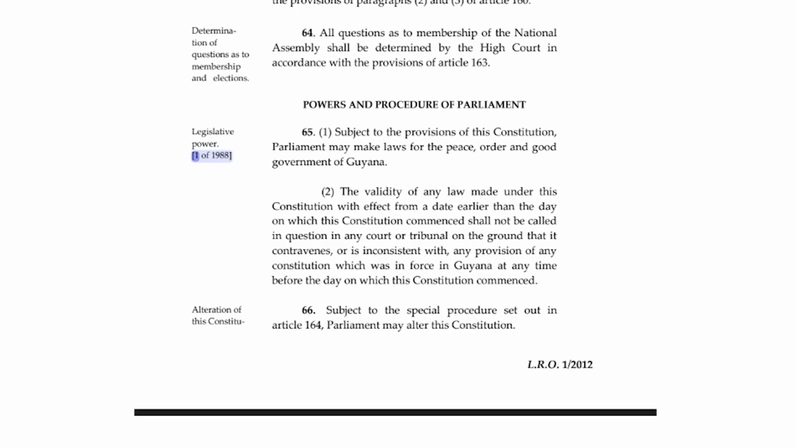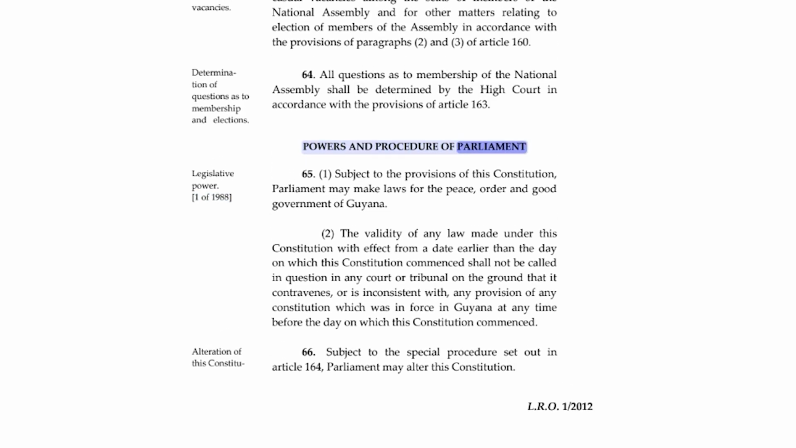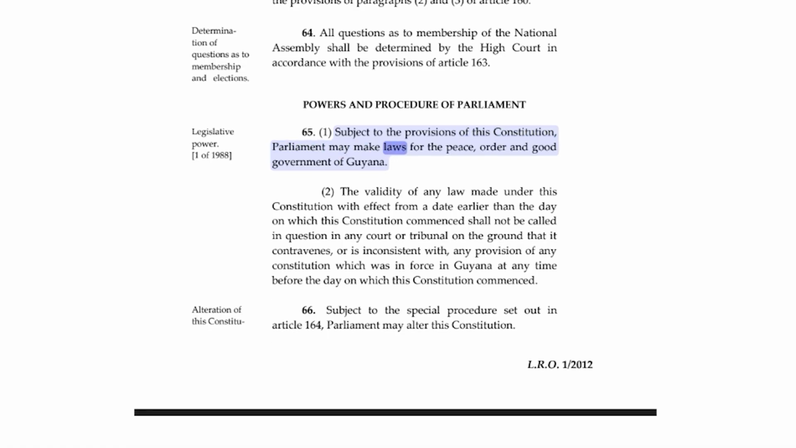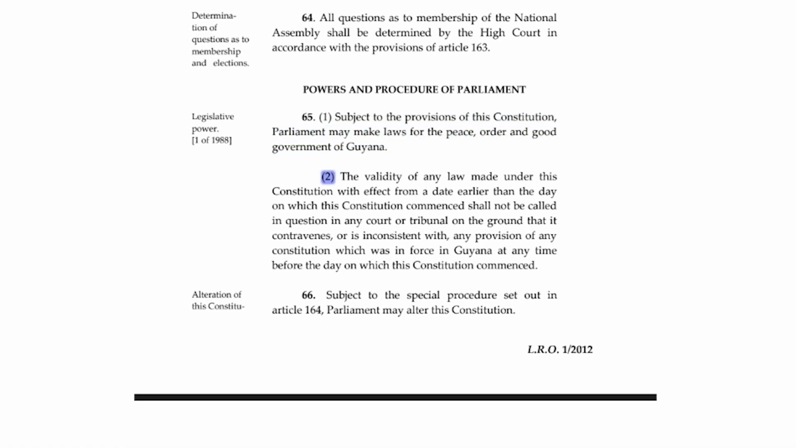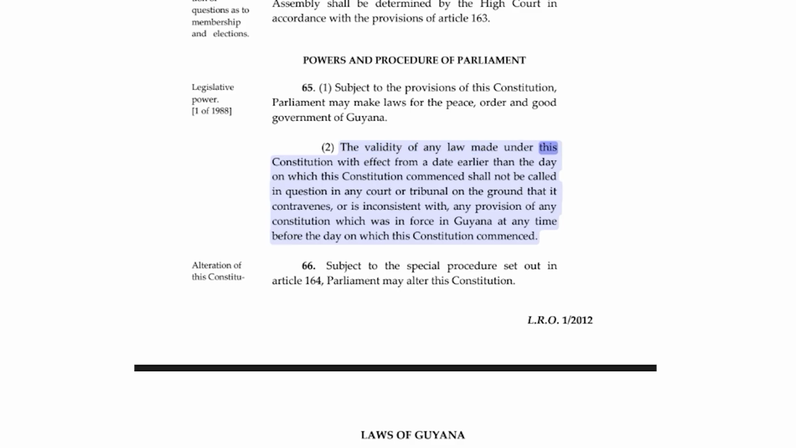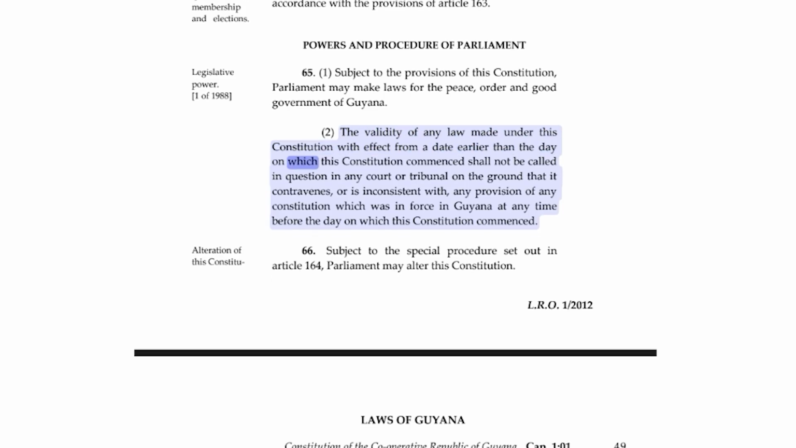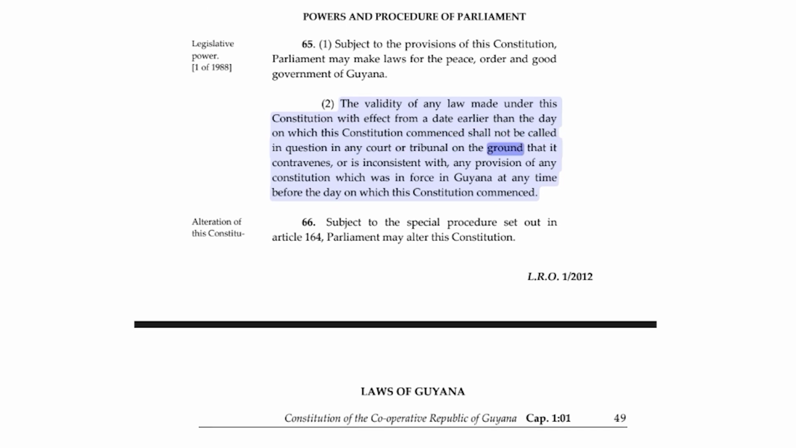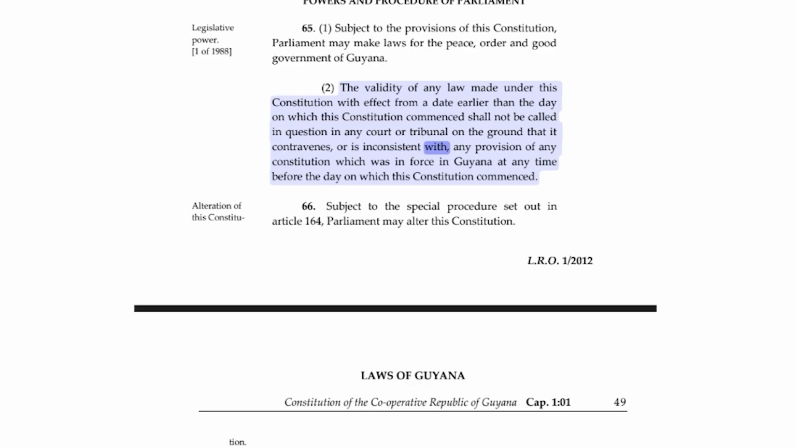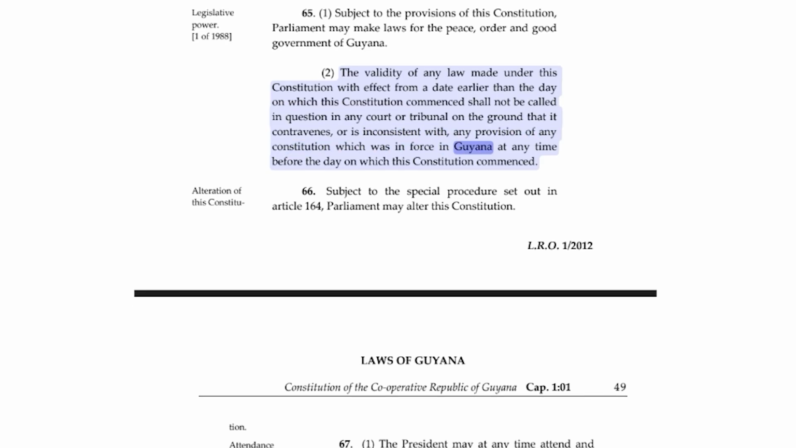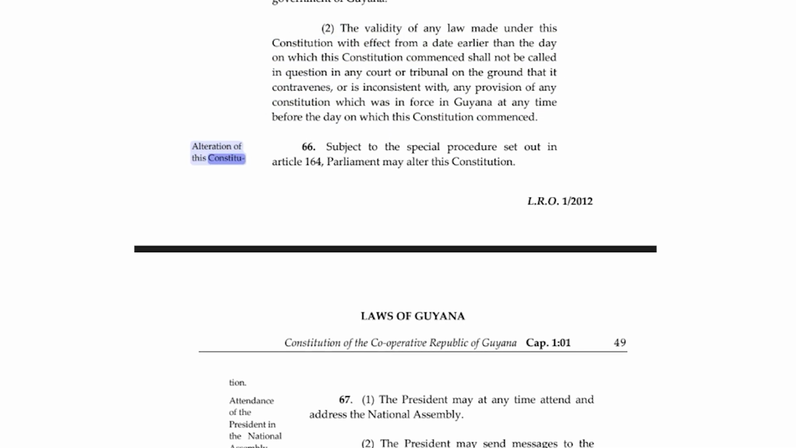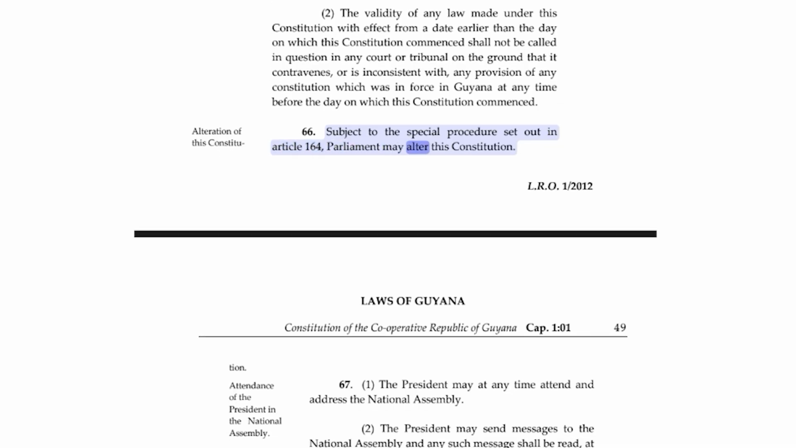Legislative Power. 1 of 1988. Powers and Procedure of Parliament. 65. 1. Subject to the provisions of this Constitution, Parliament may make laws for the peace, order, and good government of Guyana. 2. The validity of any law made under this Constitution with effect from a date earlier than the day on which this Constitution commenced shall not be called in question in any court or tribunal on the ground that it contravenes, or is inconsistent with, any provision of any constitution which was in force in Guyana at any time before the day on which this Constitution commenced. Alteration of this Constitution. 66. Subject to the special procedure set out in Article 164, Parliament may alter this Constitution.